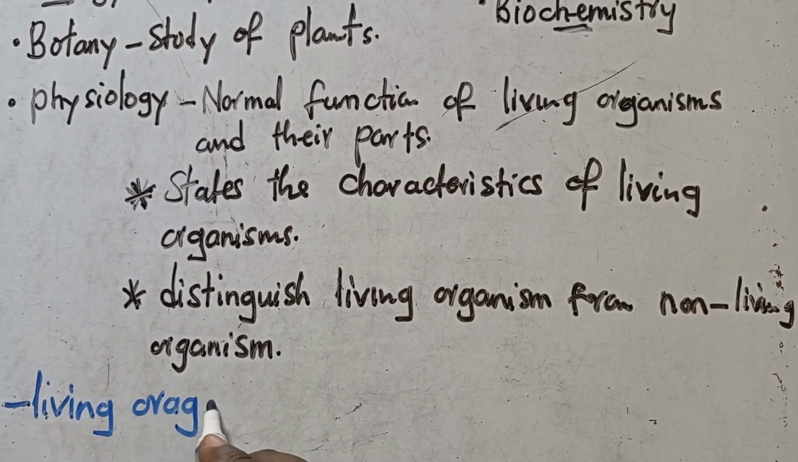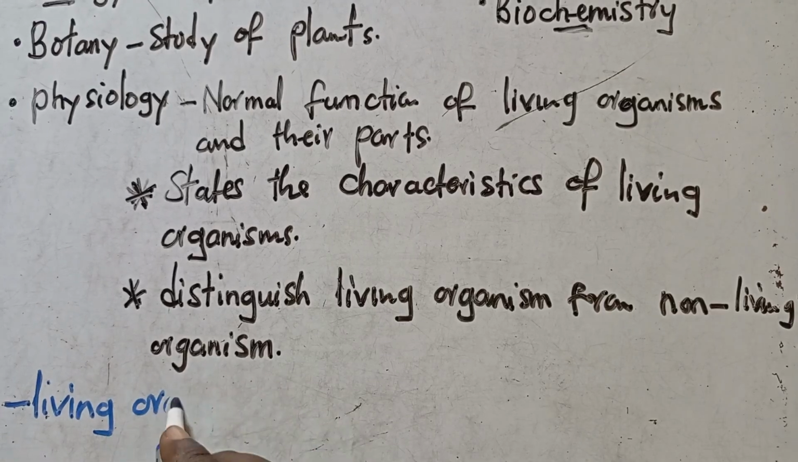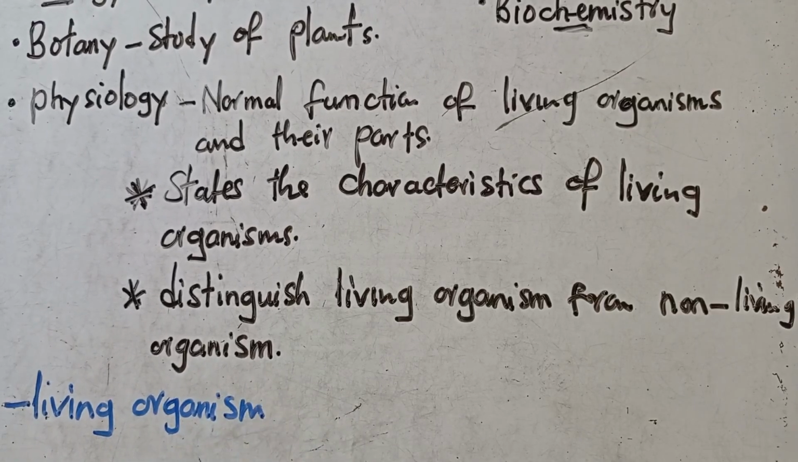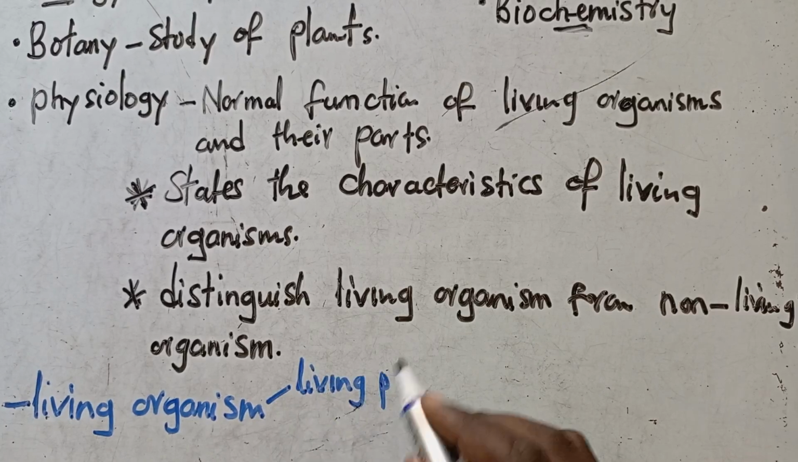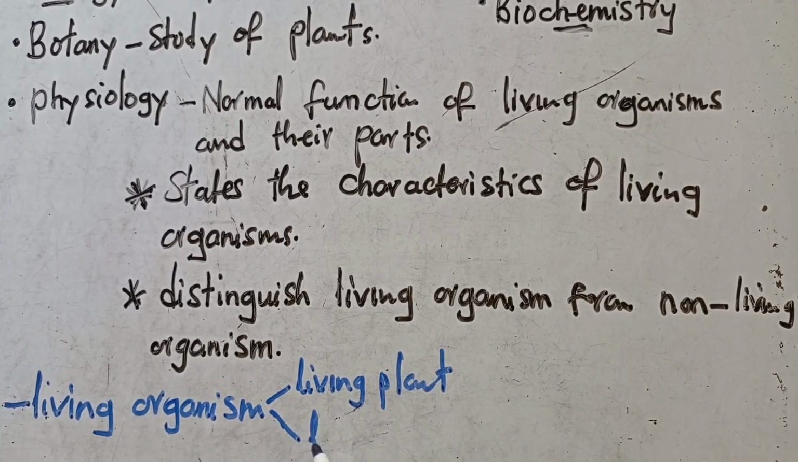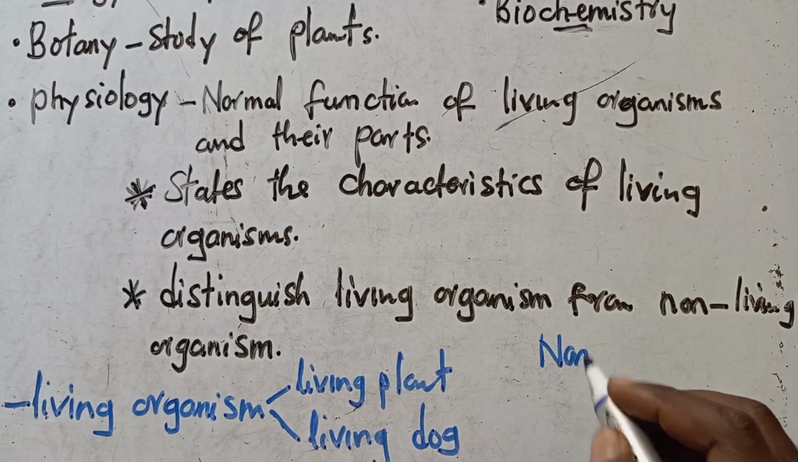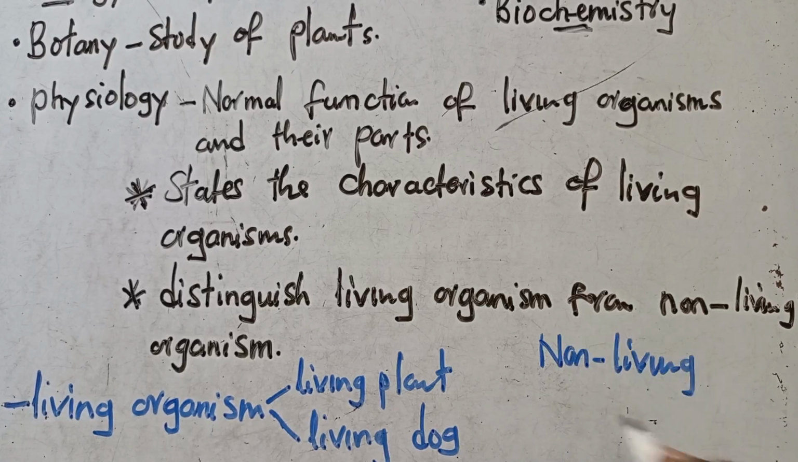If this is a living organism, we are talking about a living plant, or a living dog. These are examples. When something is able to breathe, and carry out excretion, growth, and respiration, that is a living organism. But whenever we are talking about non-living organisms, let's say non-living organisms.